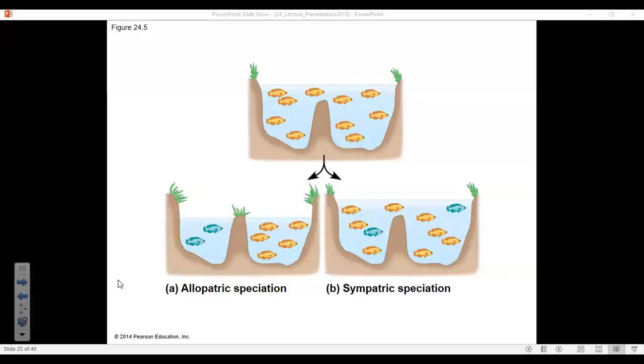Now it's easy to understand why these two have become separated from each other, because they have a land mass that is actually preventing them from interacting. But over here in sympatric speciation, that land mass is not separating them anymore. But there's going to be some sort of trait, perhaps the color itself, that is going to cause problems and keep them from interbreeding.